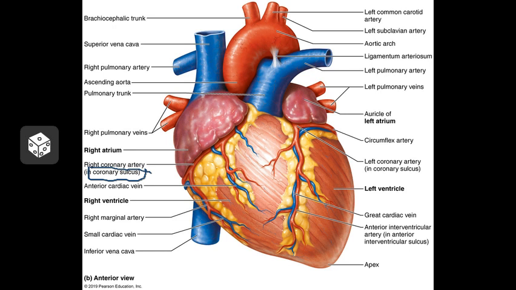What is the name of the boundary between the two ventricles on the anterior wall? And what marks the boundary between the ventricles on the posterior of the wall? We'll see it more clearly in the picture from the posterior view.